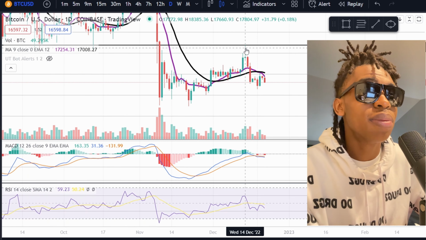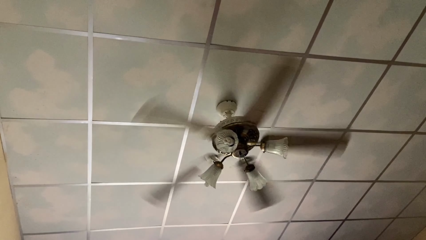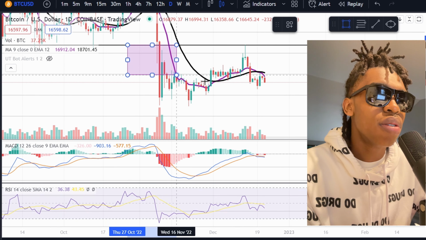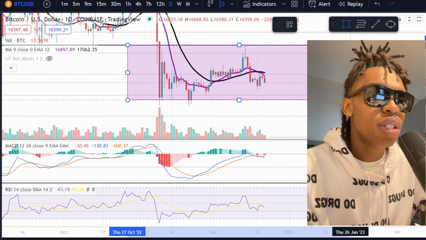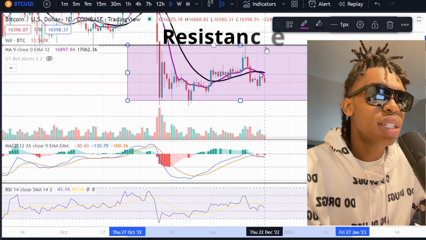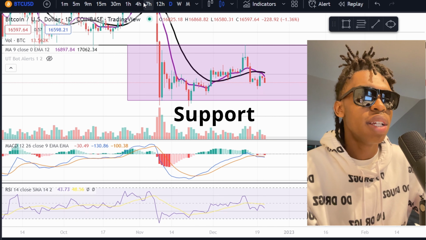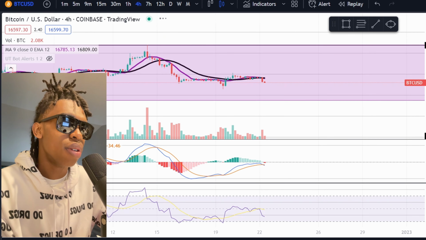All right, so this right here is what you would call resistance, because resistance is the ceiling and support is the floor. So all I would do, so I can graph and know where to trade, is do this right here. This is the ceiling and this is the floor. Support and resistance. This is a day chart. Let's go to the 4 hour and see what's going on.